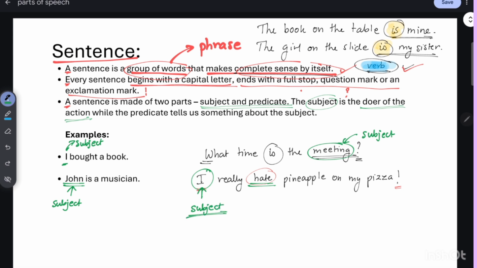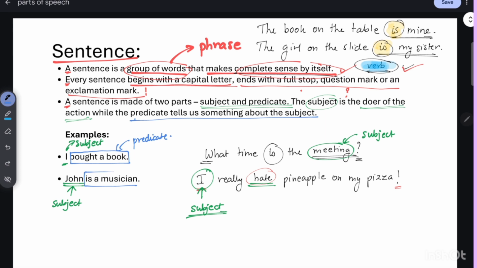Okay, next is the predicate. Predicate tells us something about the subject. So here, bought a book. It's essentially the remaining part of the sentence. Bought a book is the predicate. Why? Because we are understanding what is the action that I did.